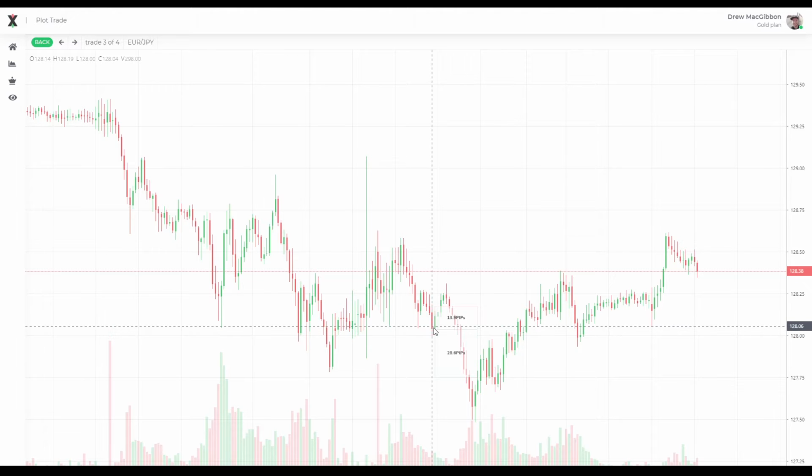What we should have done is waited until there was a red candle, and then taken our entry. So we've just got green, green, green, green, green. So that's just a learning moment there that I should have been a bit more patient.